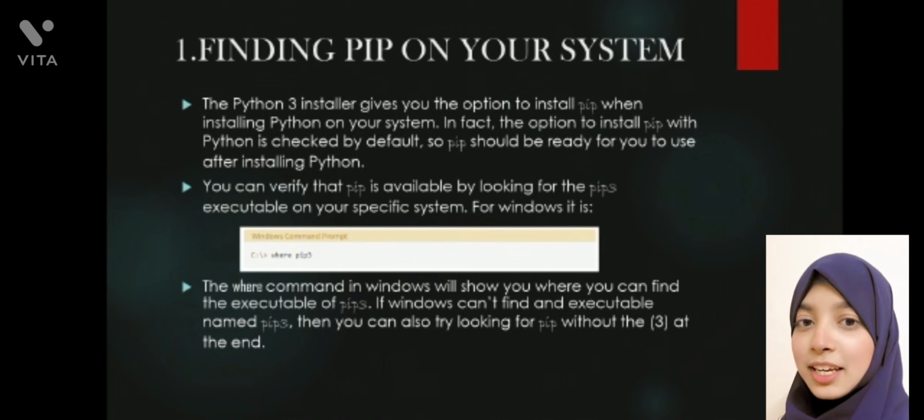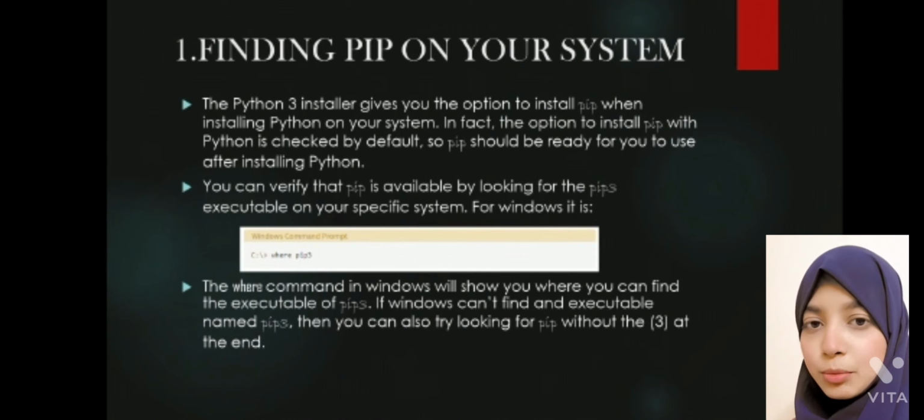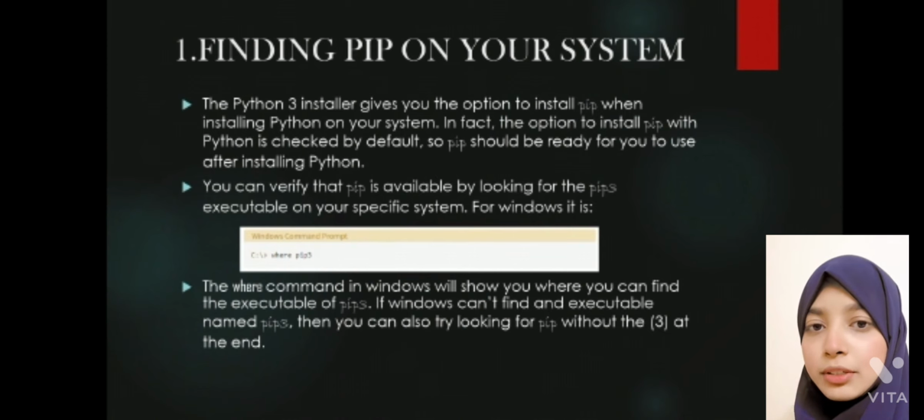You can verify that pip is available by looking for the pip3 executable on your specific system. For Windows, in the Windows command prompt, type: C:\> where pip3. The where command in Windows will show you where you can find the executable of pip3. If Windows can't find an executable named pip3, then you can also try looking for pip without the 3 at the end. That is, we can easily find pip without any problem.